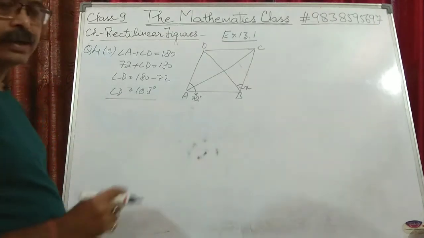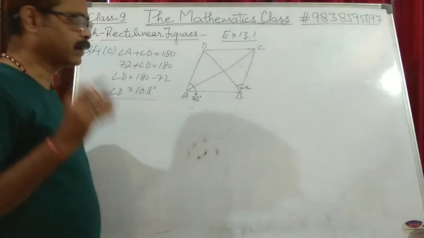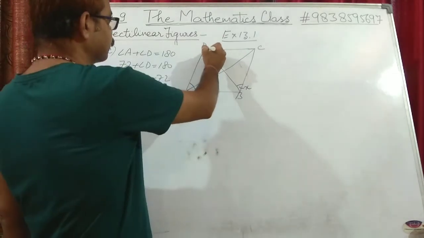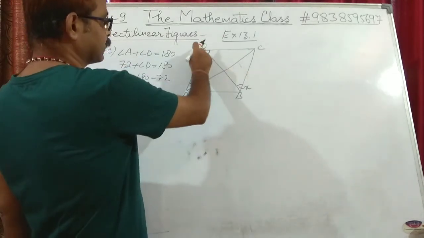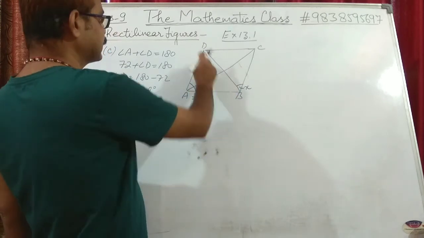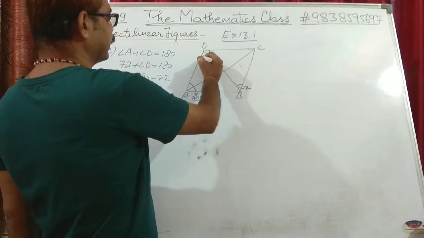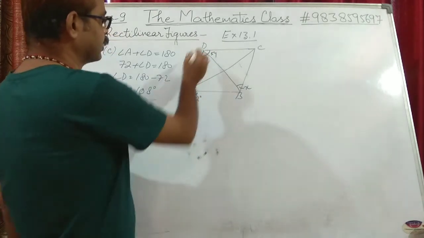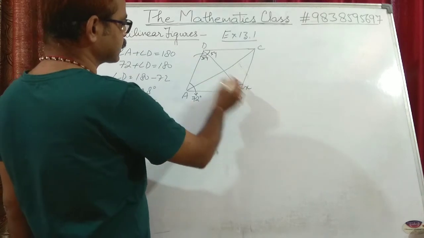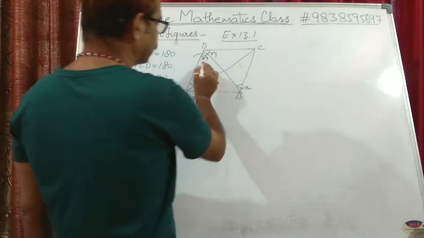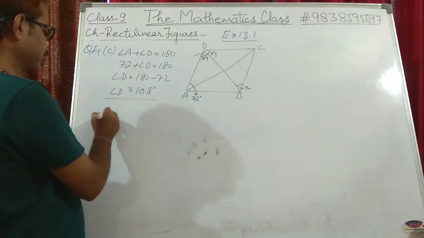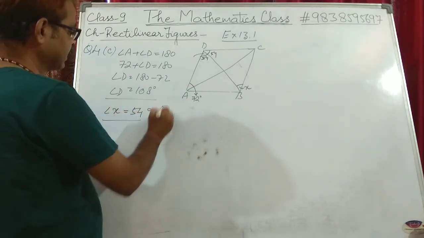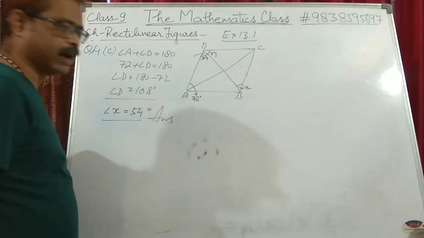Now we know that there is a property that diagonals of a rhombus bisect the angles, means this diagonal BD bisects angle 108. It means this becomes 54, at the same time this becomes 54. This 54 and this x will act as alternate interior angles. Therefore, angle x comes out to be 54 degrees. That is the final value.